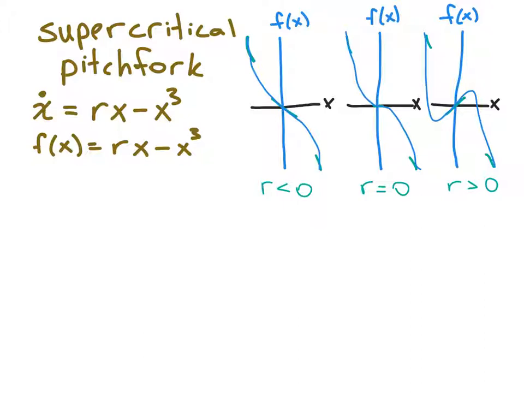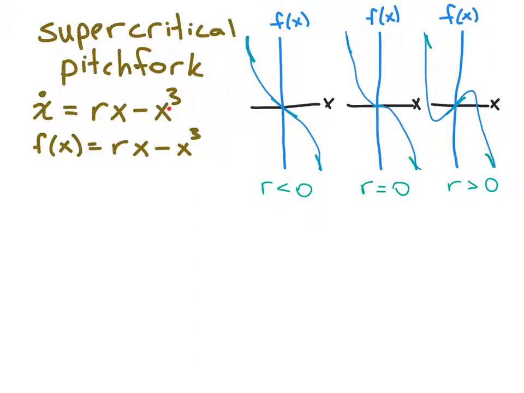So first, let's think about when x is big. When x is big, rx is going to be pretty small compared to negative x cubed. And so out at large x, I want the function to have kind of a negative x cubed type shape. So it's going to be positive and growing when x is negative. It's going to be negative and decreasing when x is positive. And you can see these little green lines that are indicating what's happening at large x.